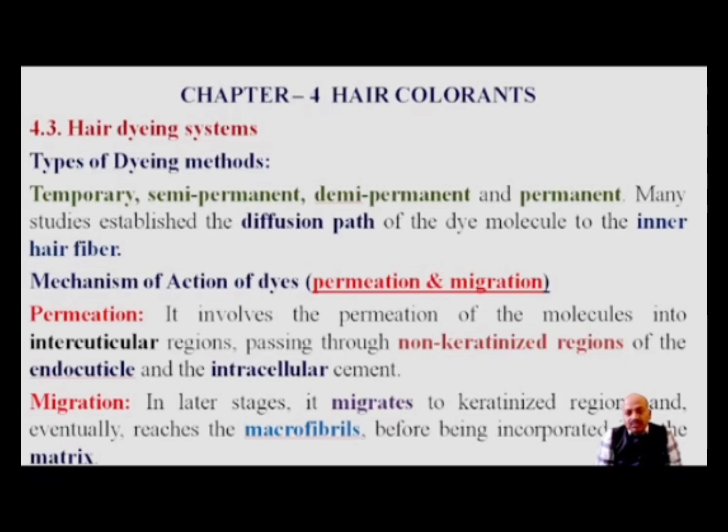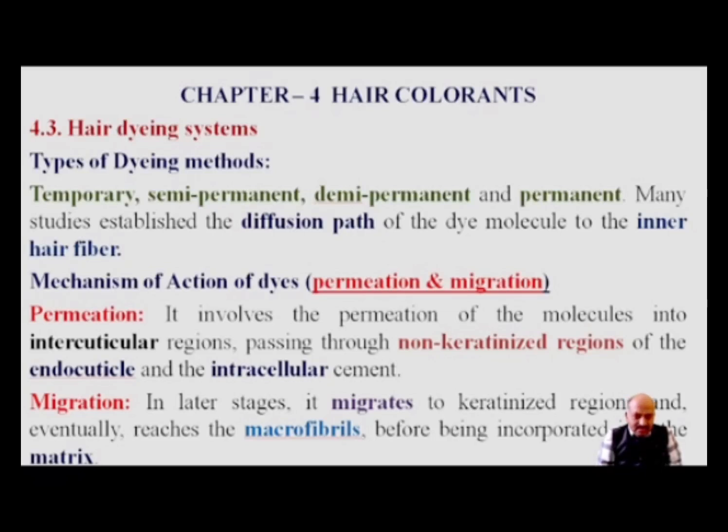So this is about the dye categories and types of dyeing methods. There are four different types of dyeing methods. First is the temporary dyeing method, then the semi-permanent dyeing method, the demi-permanent dyeing method, and the permanent dyeing method. Many studies established the diffusion path of the dye molecule to the inner hair fiber. So here the four methods can be implemented to get the color to the hair. The coloring by these four methods involves the diffusion path of the dye molecule. The dye molecule diffuses into the inner hair fibers. That is nothing but the application process of color to the hair.